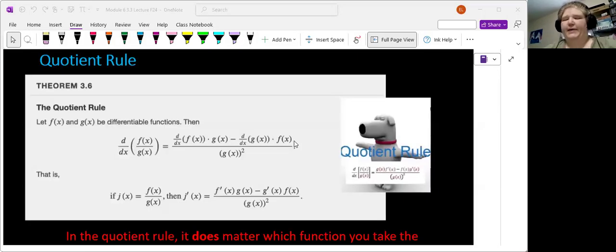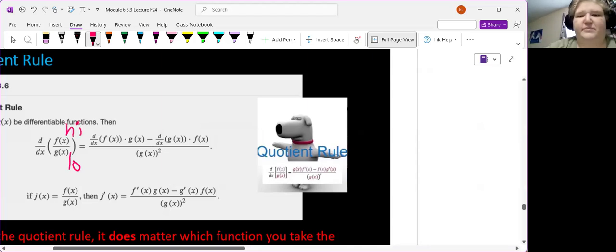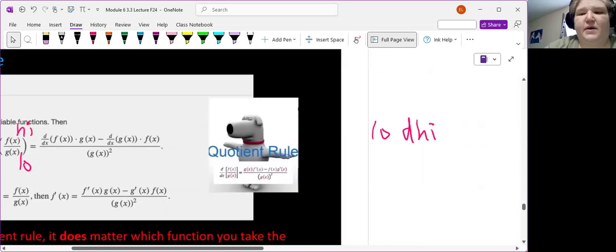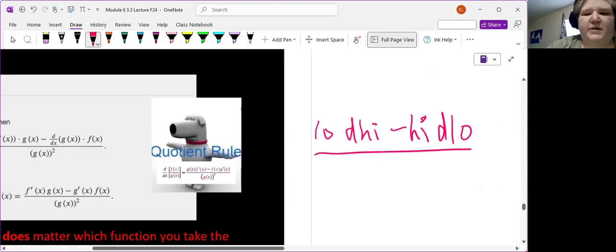So quotient rule time. All right, so the formula itself is a mouthful. The way I learned it, though, is there's like a little expression you can have with it. All right, so we've got low and high. So it goes low D high minus high D low, square the denominator, which is low, and away we go.